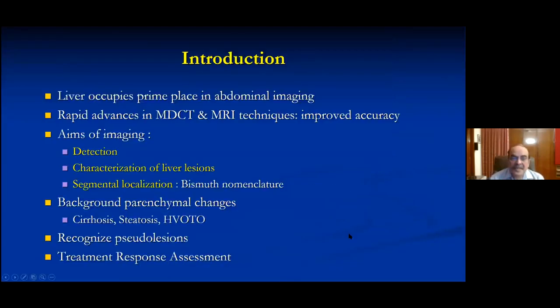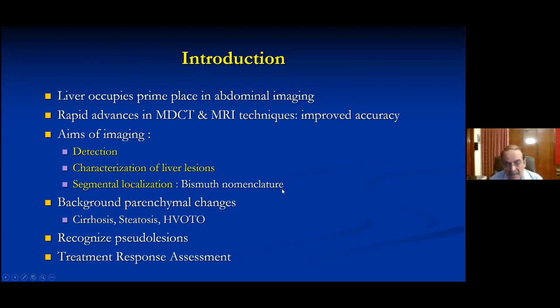The rapid advances which have taken place in the field of MDCT and magnetic resonance imaging have improved the accuracy of both detection as well as characterization of liver lesions. Another aim is to try and localize these to liver segments as per the Bismuth nomenclature for the purpose of surgery. It's also important to remember the background changes in the liver parenchyma because our index of suspicion changes if there is background cirrhosis or HVOTO. So we must remember that we need to evaluate the background liver as well.